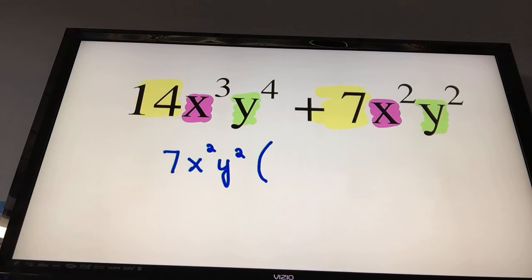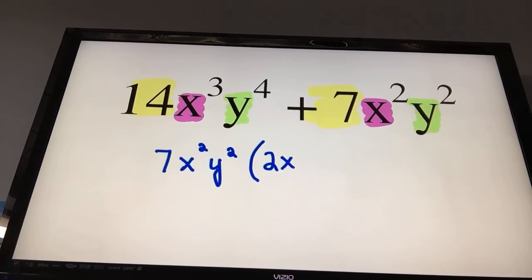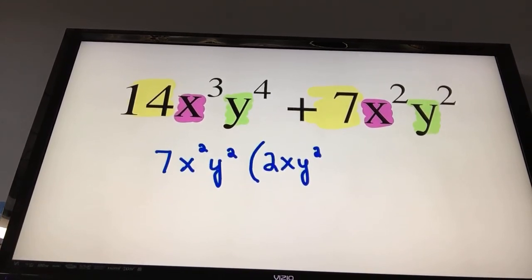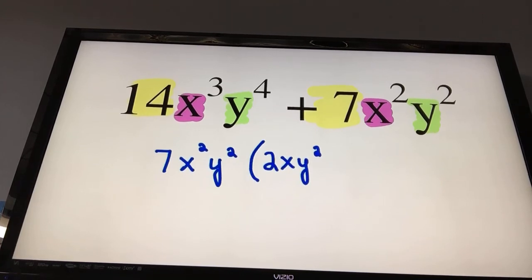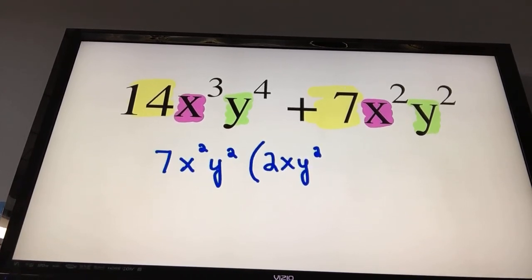So I divide. 7 into 14 is 2. X to the second taken from x to the third leaves me x to the 1, or just an x. And y squared from y to the fourth leaves me a y to the second. So 2 from the fourth. You're subtracting, because you're dividing. Just like you did today.